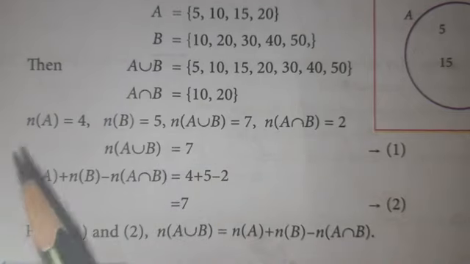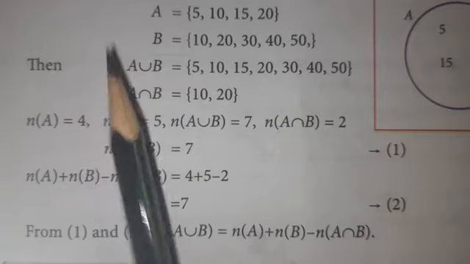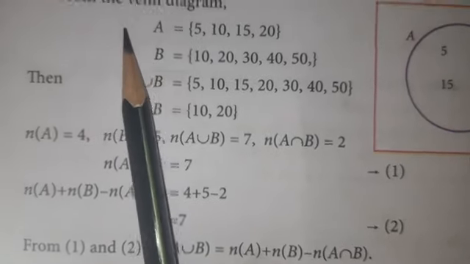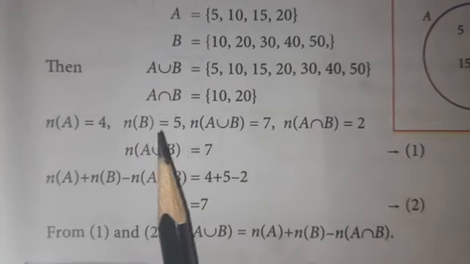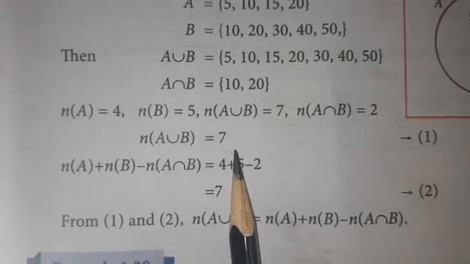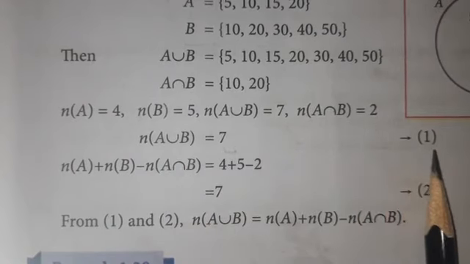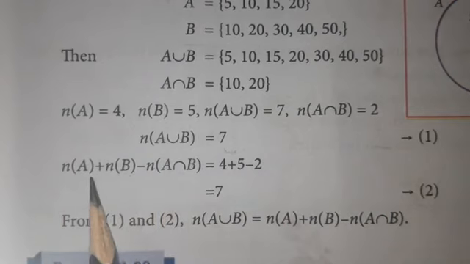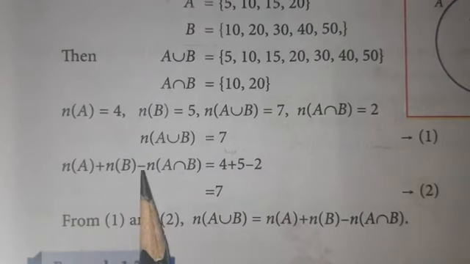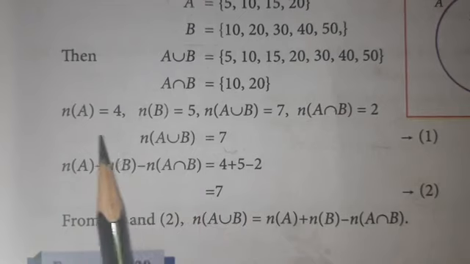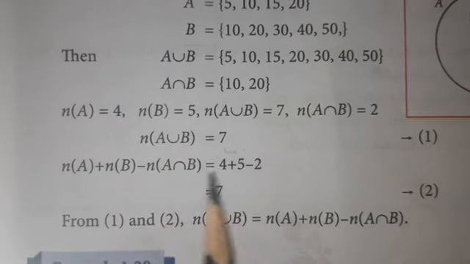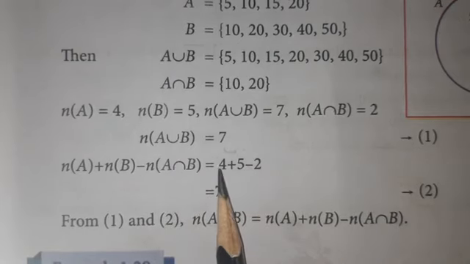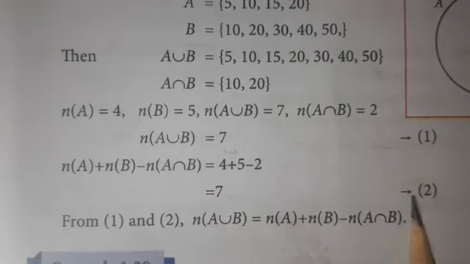Next we should verify that formula. The formula is: n of A union B is equal to n of A plus n of B minus n of A intersection B. So n of A union B, you know, is 7. That is the LHS. You should mark that as 1. Next, the RHS is n of A plus n of B minus n of A intersection B. N of A value is 4 plus n of B value is 5. Next, minus n of A intersection B is 2. 4 plus 5 is 9. 9 minus 2 is 7. So this RHS you mark as 2.